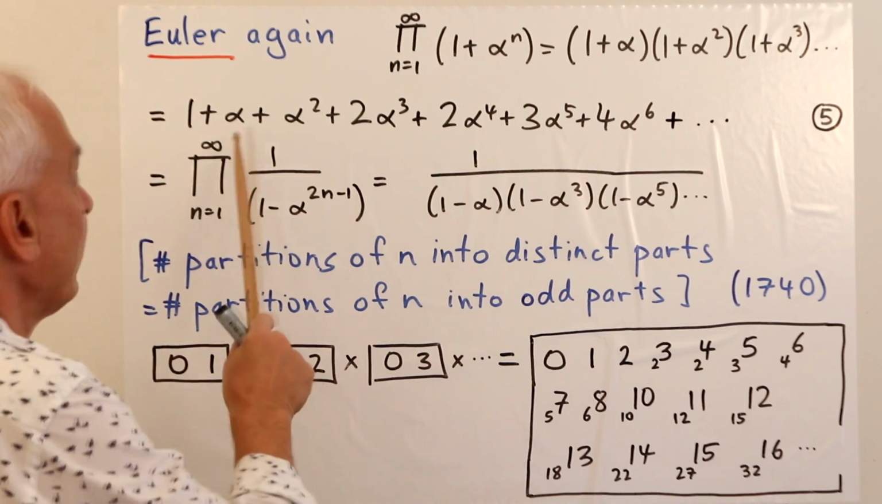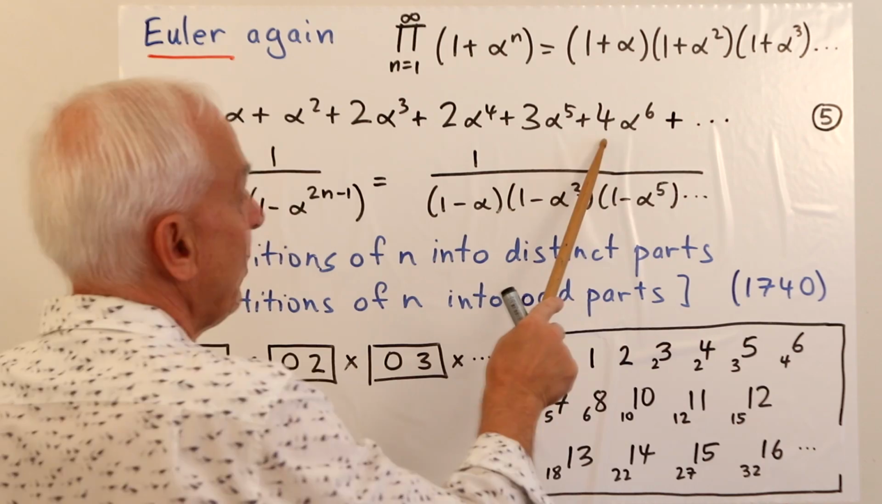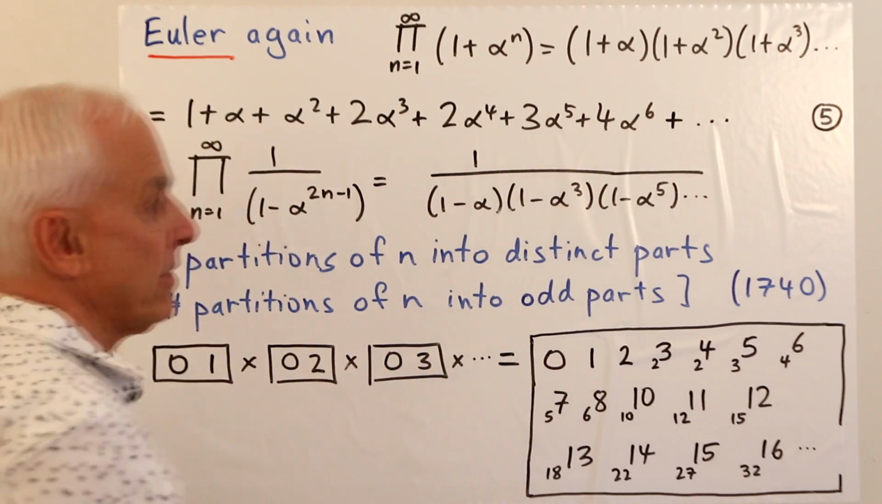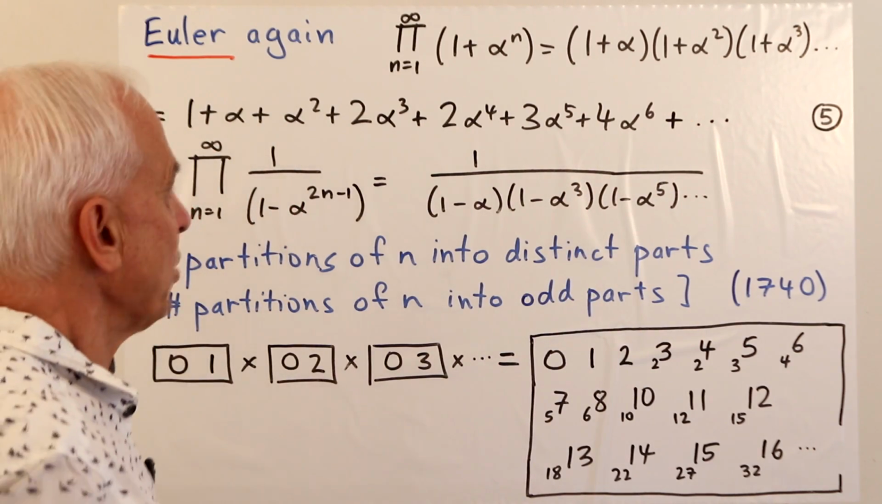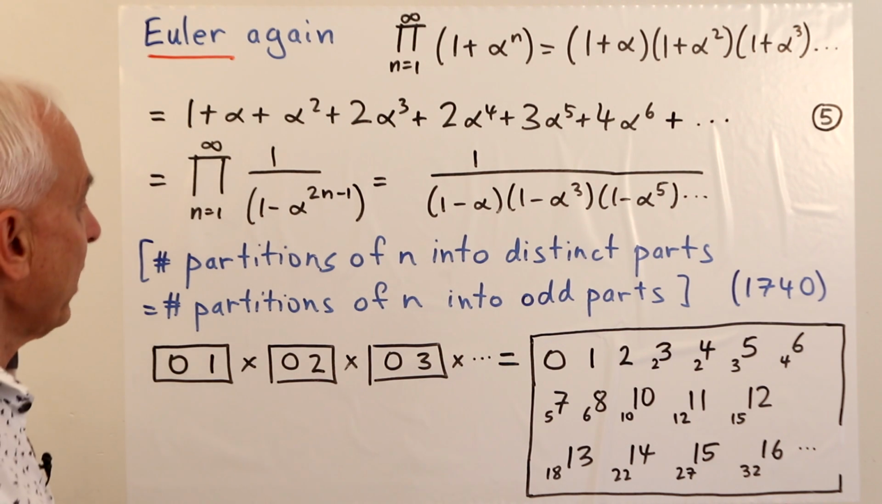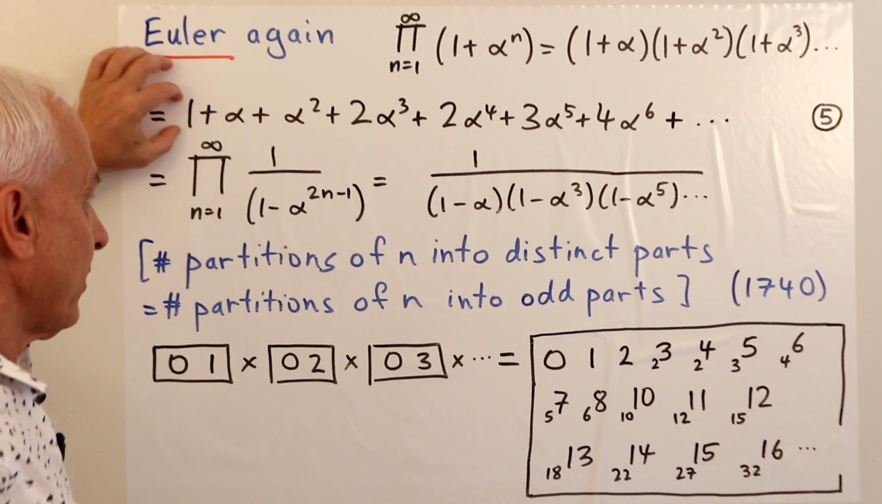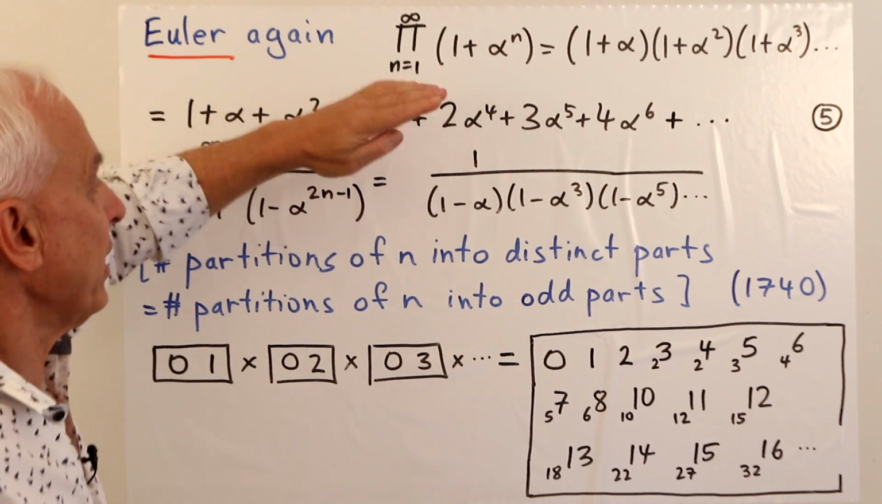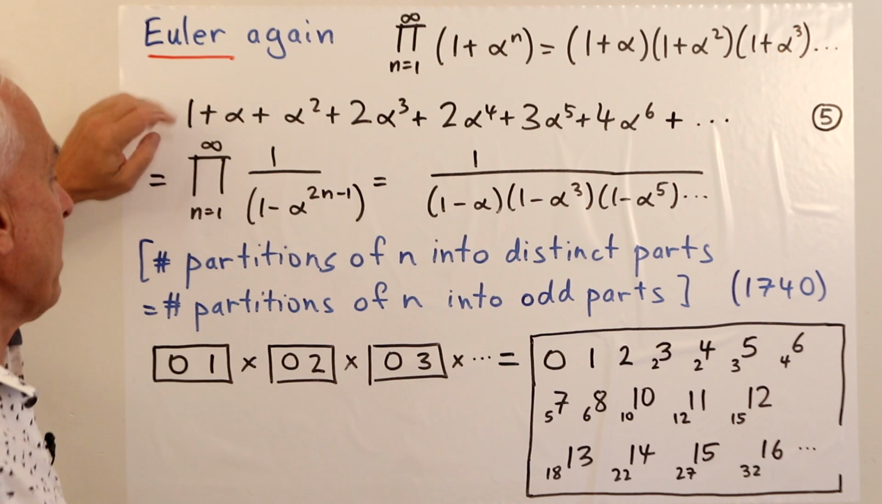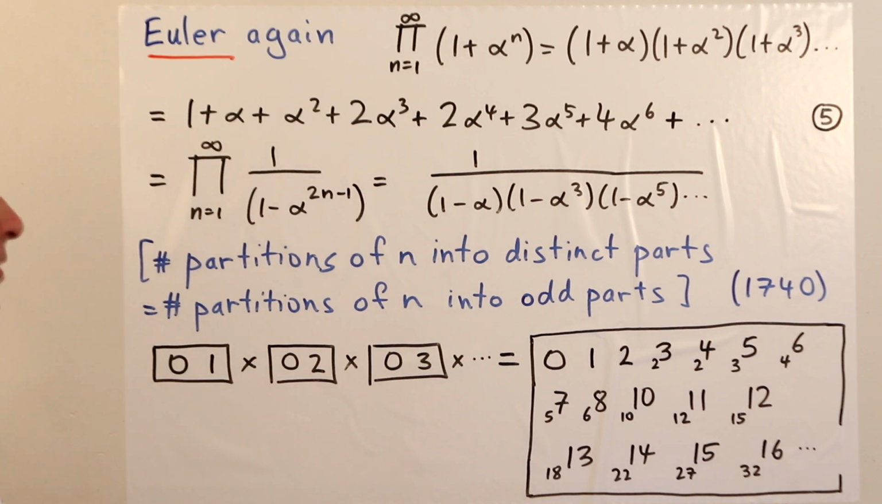1 plus alpha squared plus 2 alpha cubed plus 2 alpha to the fourth plus 3 alpha to the fifth plus 4 alpha to the sixth, and it keeps going in some fashion, which is not entirely obvious. And remarkably, Euler realized, first of all, what the significance of this thing was, that this was counting something pretty interesting. In fact, it was counting the number of partitions of an integer n into distinct parts.